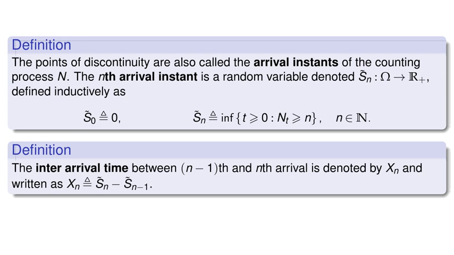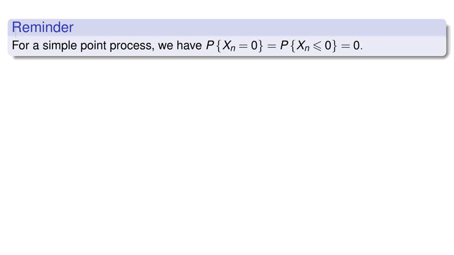From these arrival instants, we can define the inter-arrival times. The inter-arrival time between the n minus 1th and nth arrival is denoted by X n, and it's simply S tilde n minus S tilde sub n minus 1. A quick reminder, for a simple point process, the probability that any inter-arrival time X n is less than or equal to 0 is 0. This just means we don't have simultaneous arrivals.